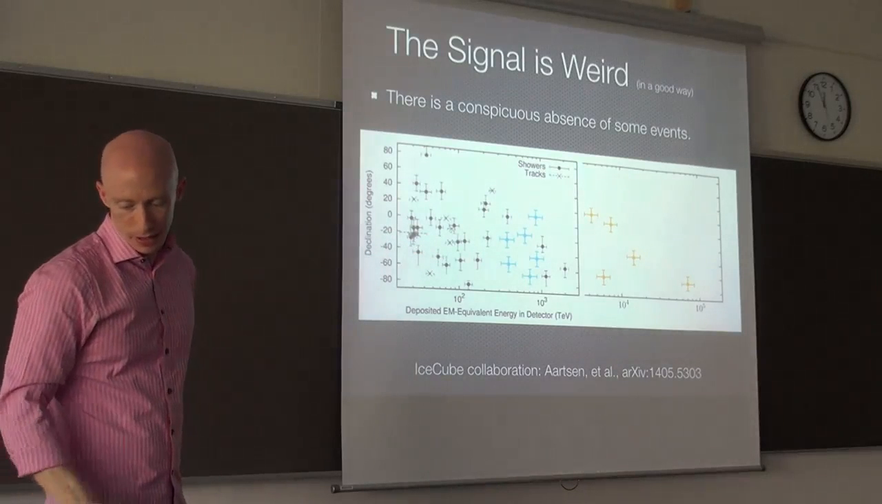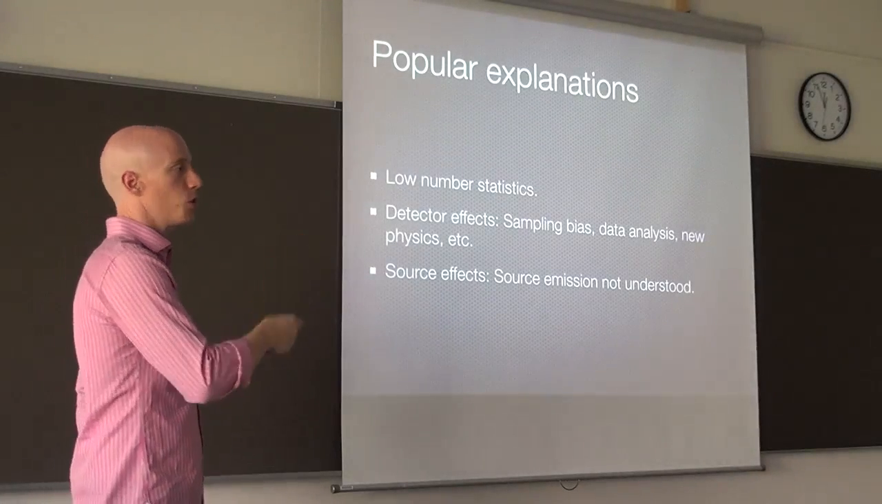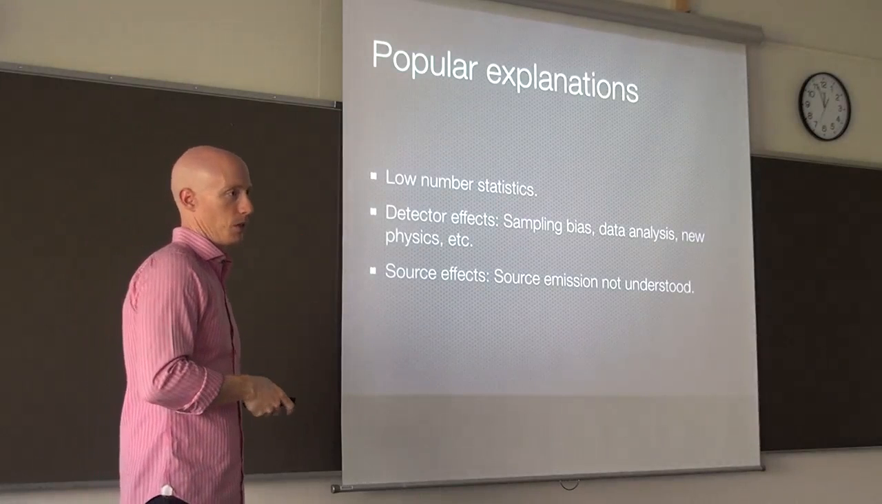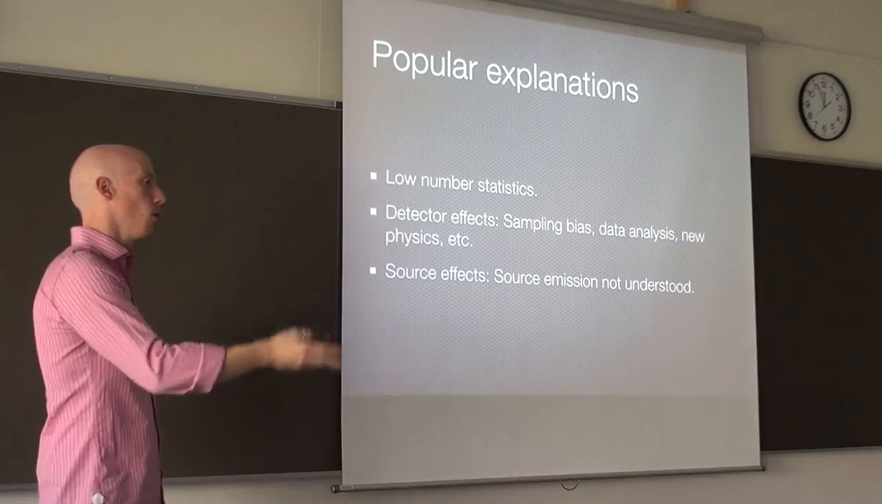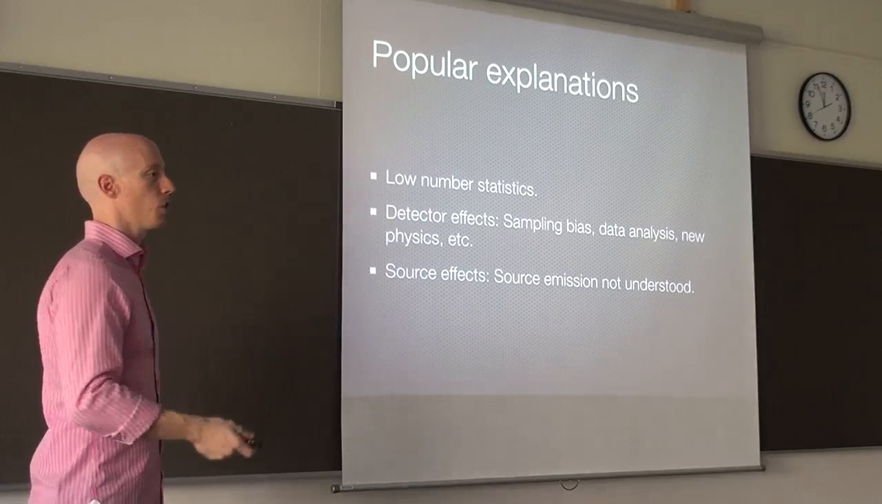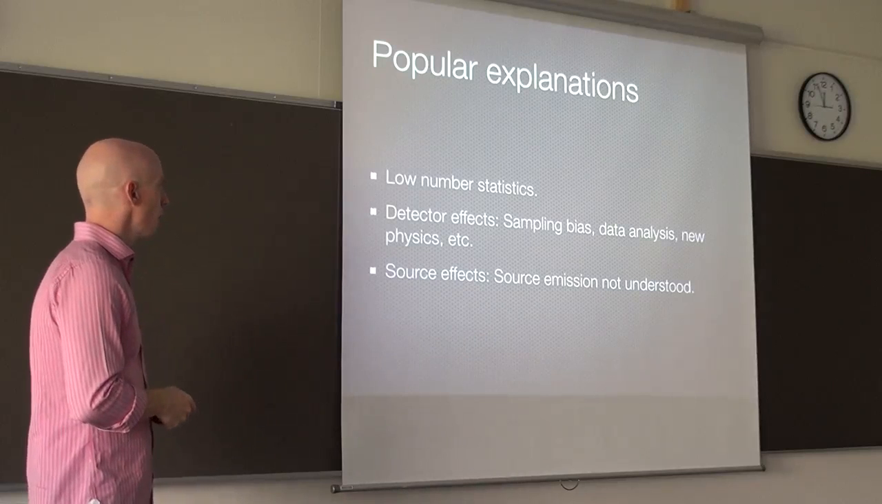So let me get to that. So these holes in the signal. Well, at this point, 2 sigma, it could be low number statistics, right? Those holes could just be statistical fluctuations. One hole is missing about 3 or 4 events, another hole is missing about 5. Maybe it's just a fluctuation.